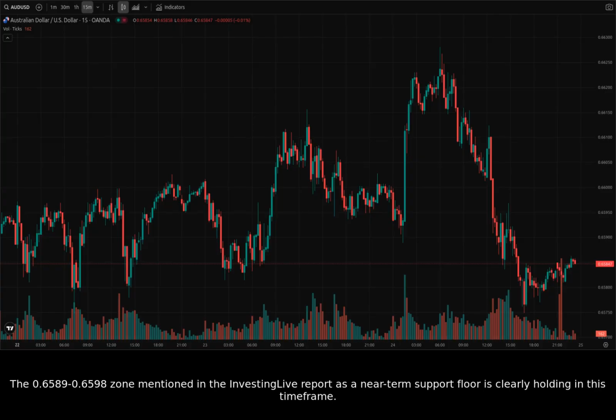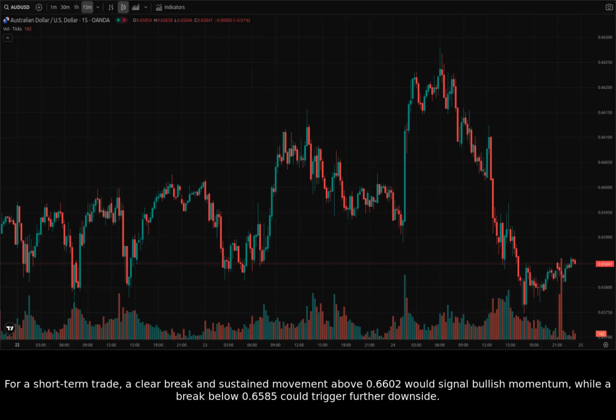The 0.6589 to 0.6598 zone mentioned in the Investing Live report as a near-term support floor is clearly holding in this time frame. For a short-term trade, a clear break and sustained movement above 0.6602 would signal bullish momentum, while a break below 0.6585 could trigger further downside.